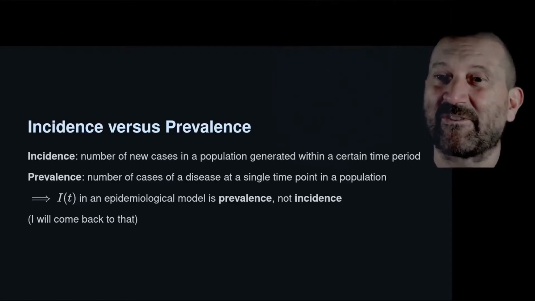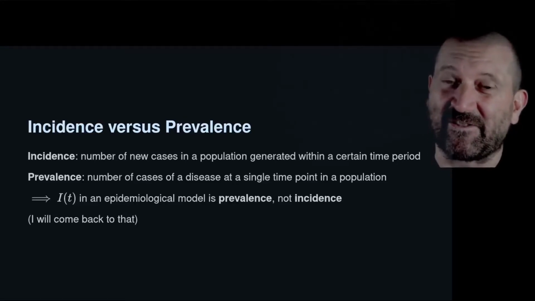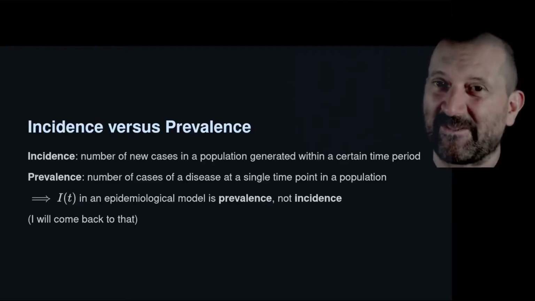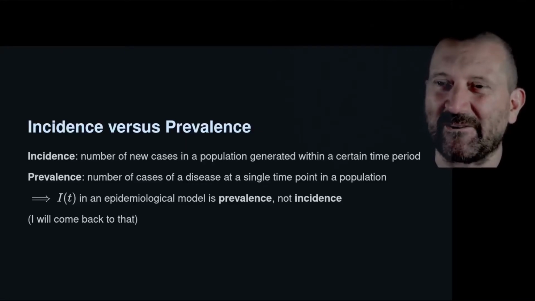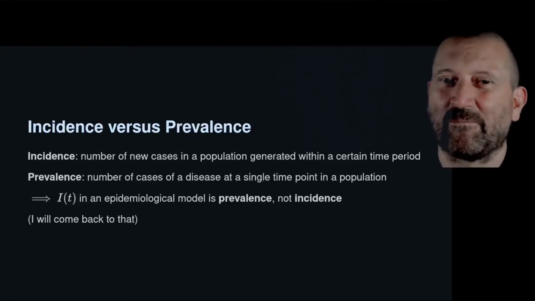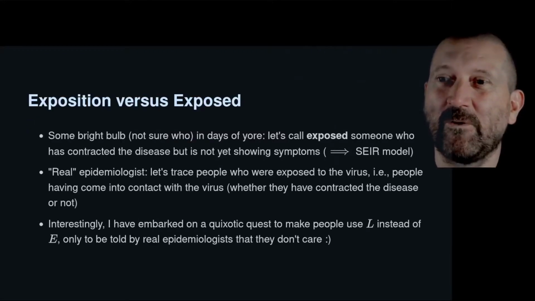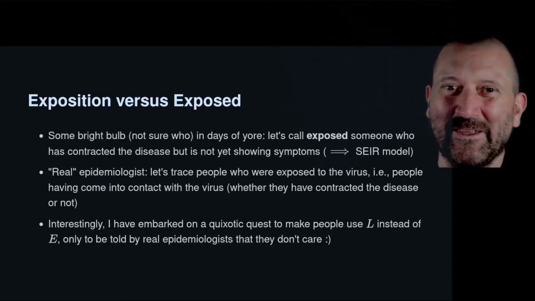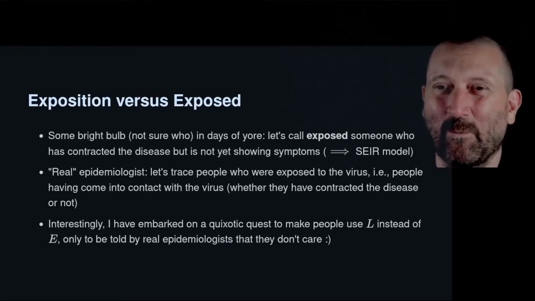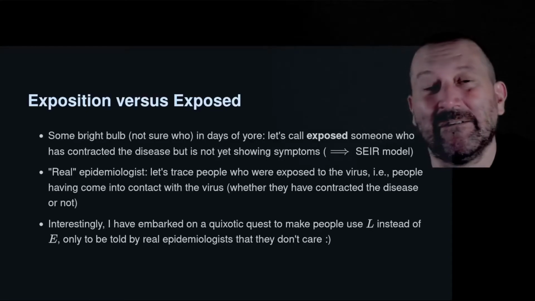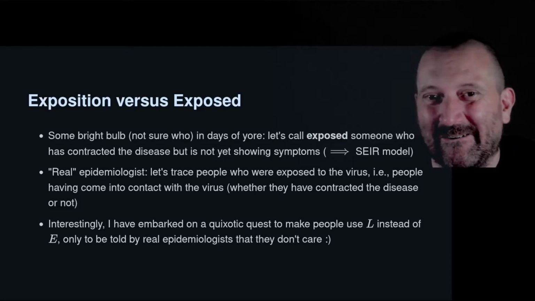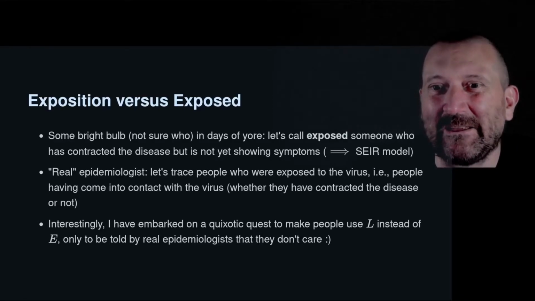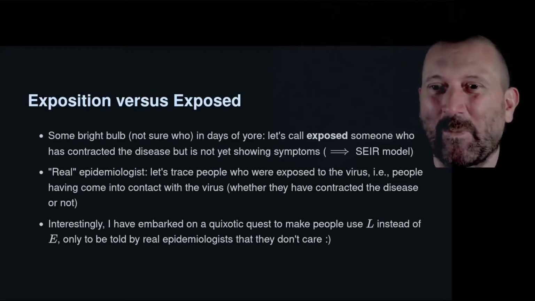Okay, the incidence is the rate at which new cases are generated. So it's not a state variable, it's a combination of state variables. That's important. Another interesting quirk of MathEpi comes from the way somebody way back, I believe, defined what they called exposed.